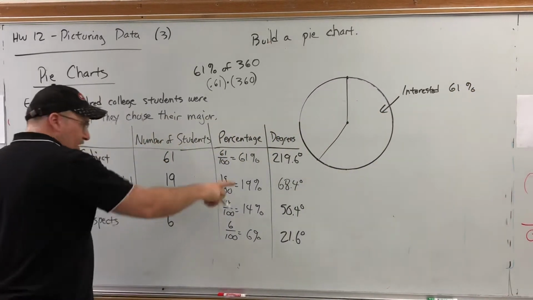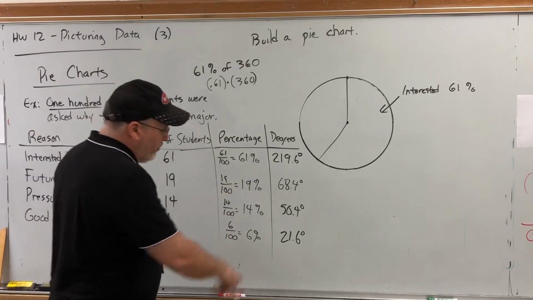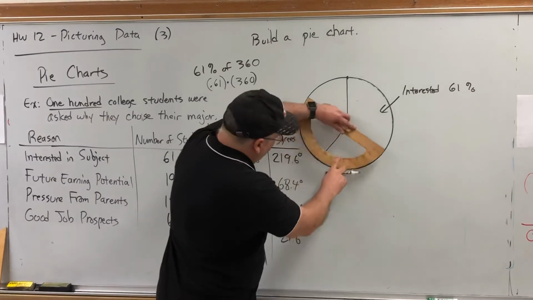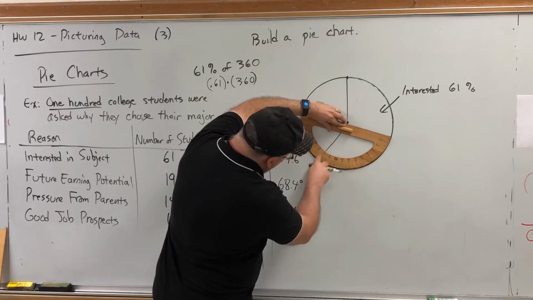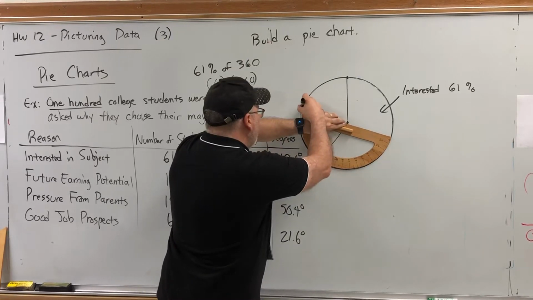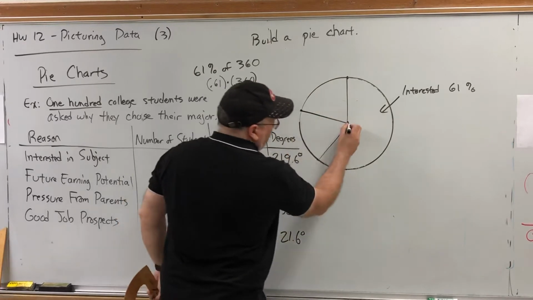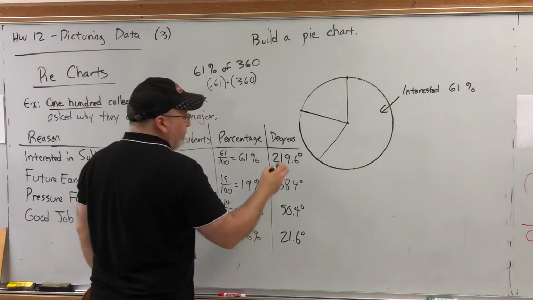And then you measure the next slice from the end of the previous one, so we need 68.4 degrees. So 68.4 is right about there. And so it's about here. Don't worry, in the homework this is much easier to do.